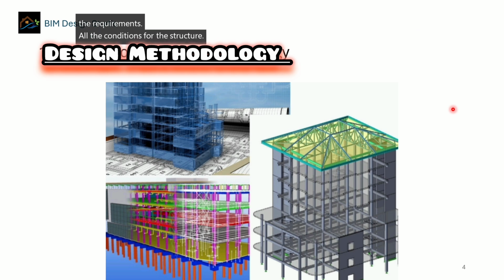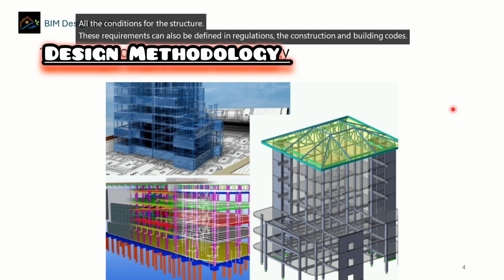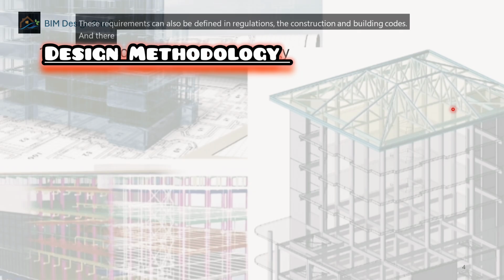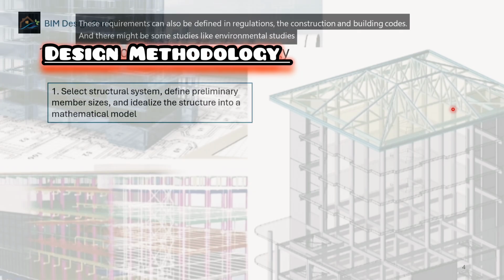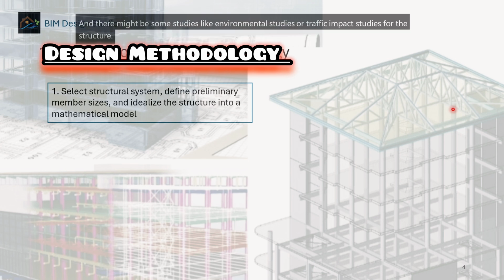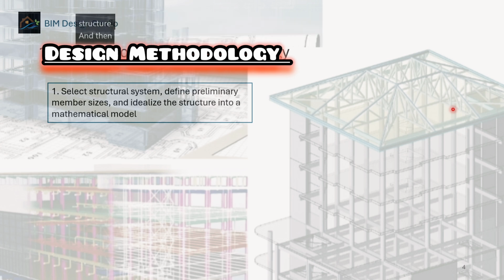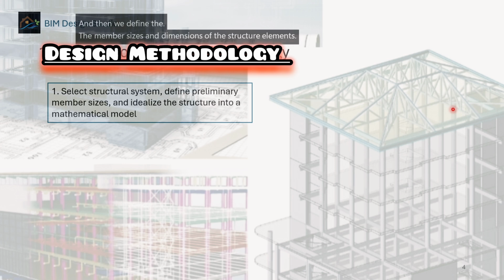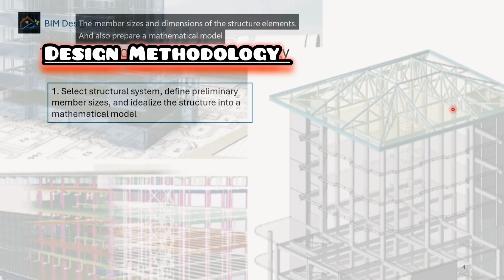These requirements can also be defined in regulations, the construction and building codes. And there might be some studies like environmental studies or traffic impact studies for the structure. And then we define the systems, the member sizes and dimensions of the structure elements, and also prepare a mathematical model based on those requirements.